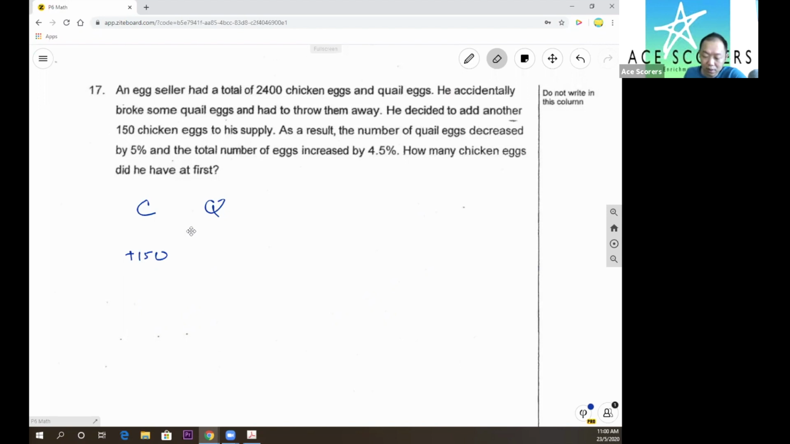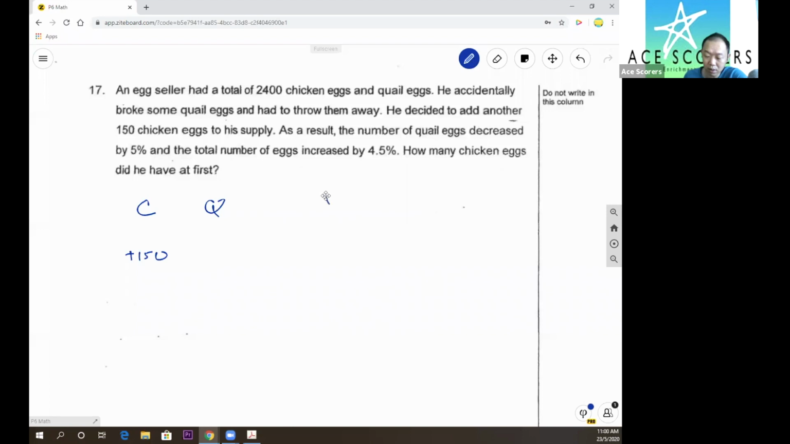He decided to add another 150 chicken eggs. As a result, the number of quail eggs decreased by 5%. Now, if it's decreased by 5, that means here is 95%. No, it's not 95%, sorry. Decreased by 5%, and the total number of eggs increased by 4.5%. So let's start with the increase of 4.5%.